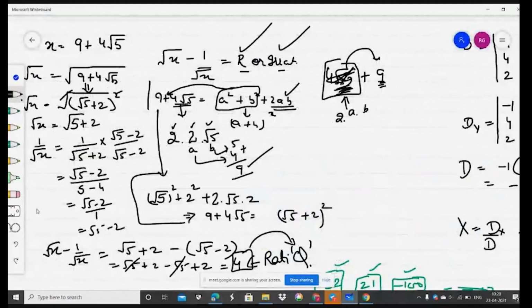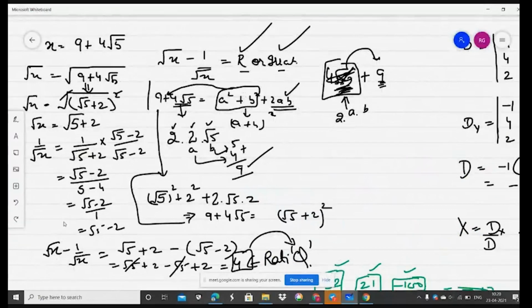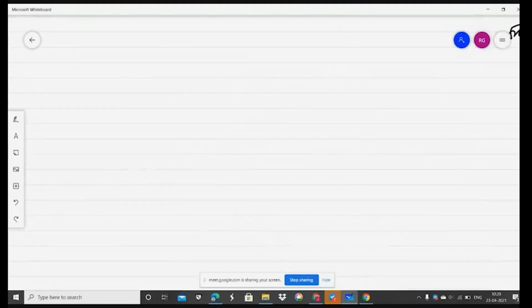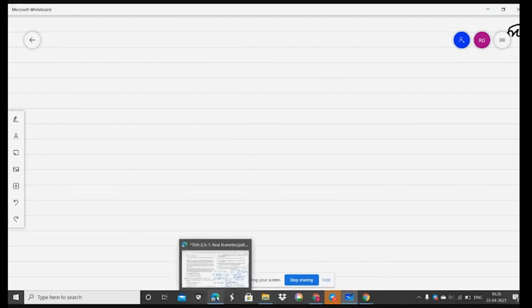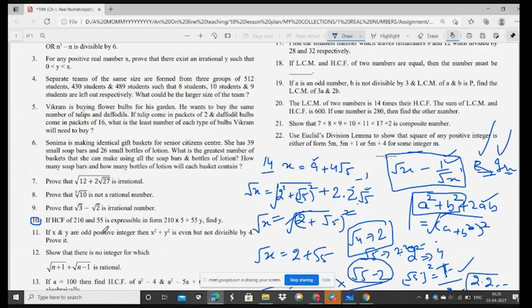Ma'am, first we will find the HCF of 210 and 55. The HCF will be 5. Now we will take 210 into 5 plus 55y is equal to 5, and then we'll solve it and the answer will be minus 19. y is minus 19.